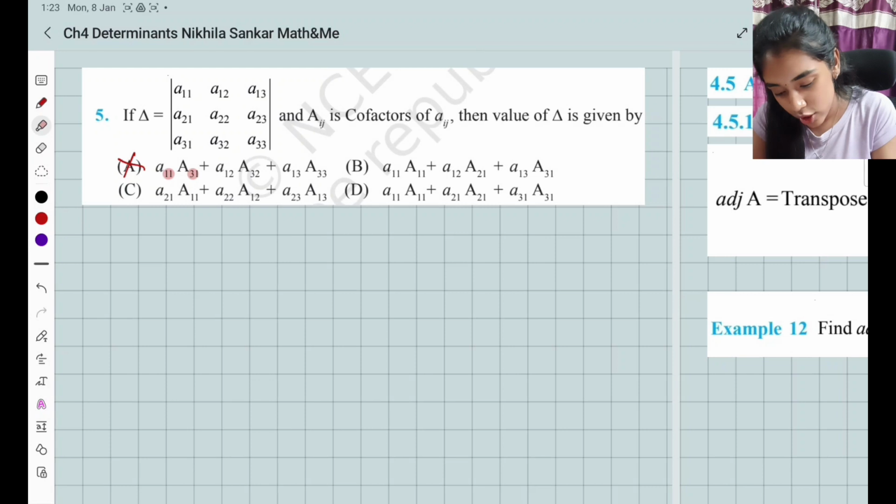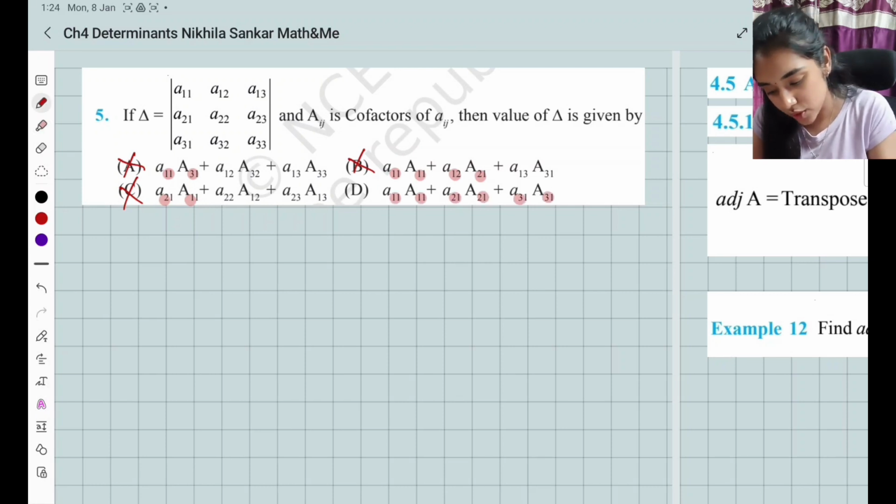Okay. Then the second option, I see here there is 11, but here there is no 12. So this option is also not correct. Okay. Next, I have 21 here. So this is also not the right option. Then what is in the last option? I have 11, 21, 31. So the last option is correct.